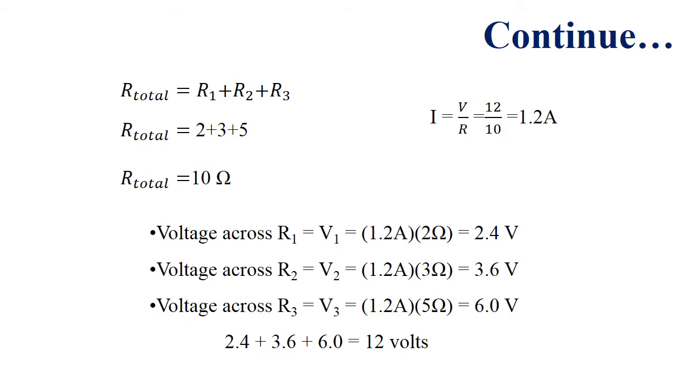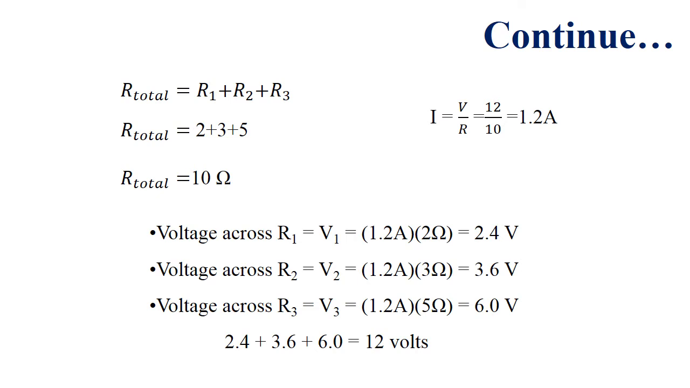And we know that in the series circuit we have different voltages across each resistance. So the voltage across R1, V1, is the multiplication of the total current I and the resistor value. R1 equals 2 ohm. So V1 equals 1.2 multiplied by 2 ohm. So we have R1 voltage equals 2.4, and the same procedure for R2. So the voltage across R2 equals 3.6 volt. Same procedure for R3. So V3 equals 6.0 volt.